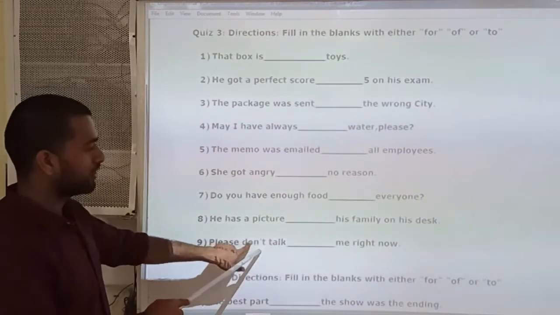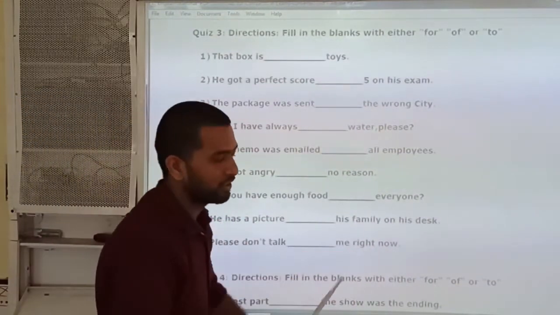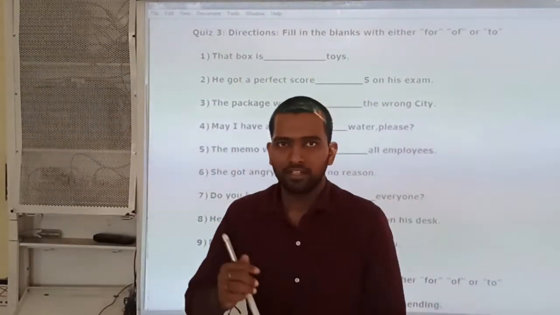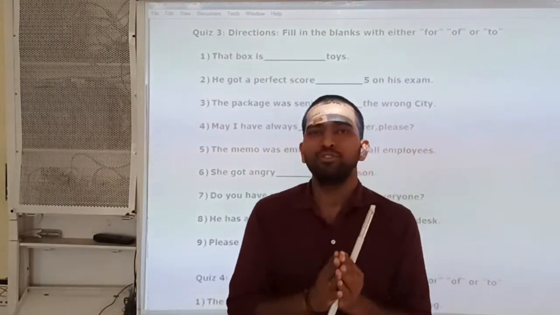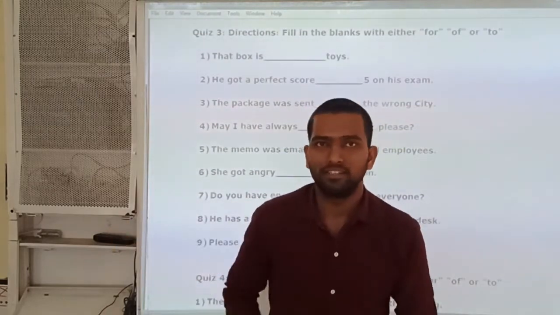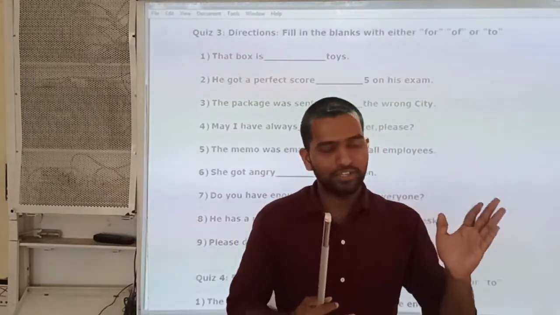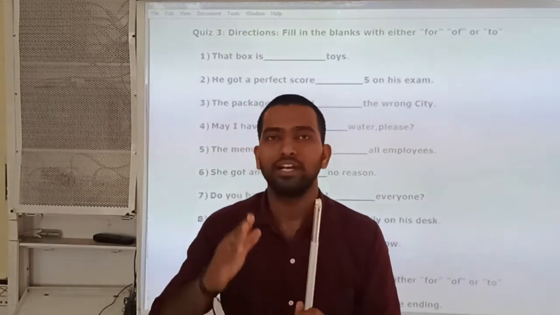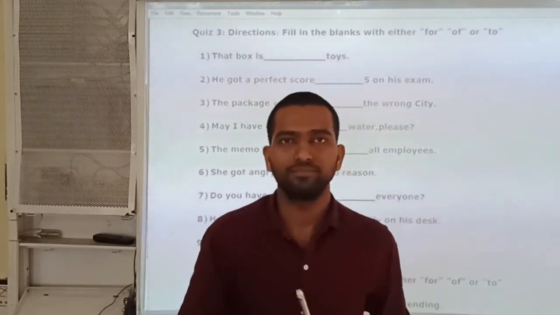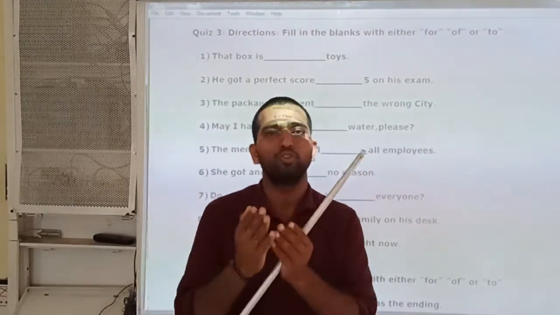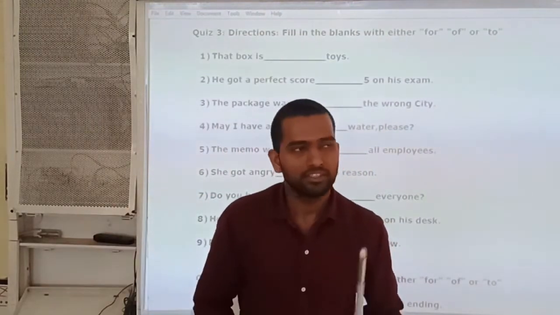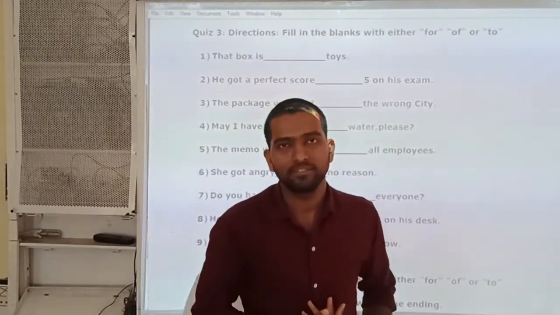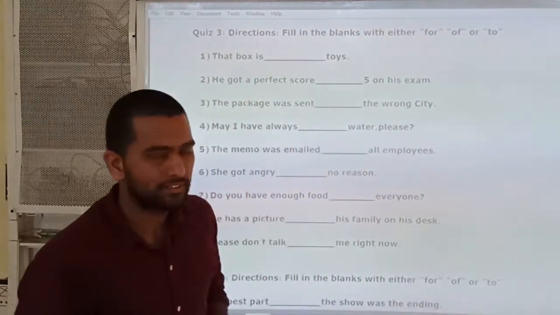Next, please don't talk to me right now. Most of the students make the mistake that everyone uses with after talk. That is wrong. When the verb talk is there, you must use to after talk. Okay? We can say talk to him, talk to me, talk to them. We cannot say talk with them, talk with me. That is wrong. Just remember.